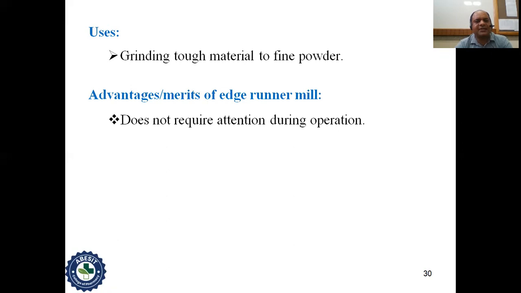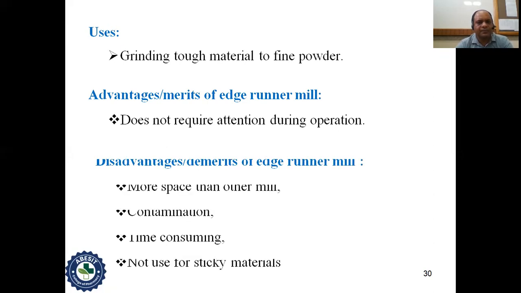The best advantage is that if we switch on the machine, on the mill, in process, there is no need of attention; this will run automatically. But the disadvantages or demerits of the edge runner mill: it takes more space than other mills because of its large size.